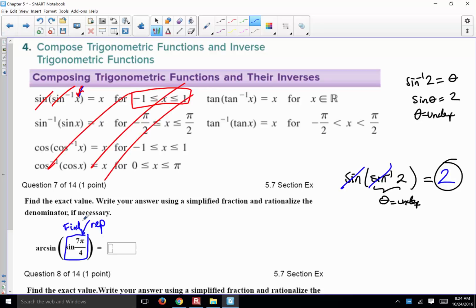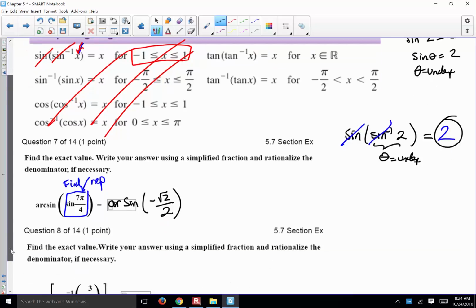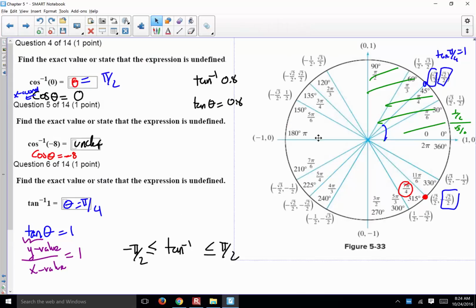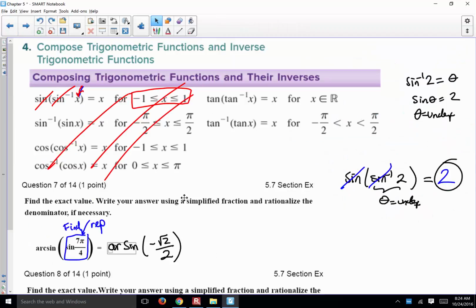Alright, we got that part right. Then what do we have next? This is arcsine of this blue box, which must be replaced by that value you found, minus root 2 over 2. Okay? Now take this wheel and figure out what angle theta under sine gives you minus root 2 over 2.